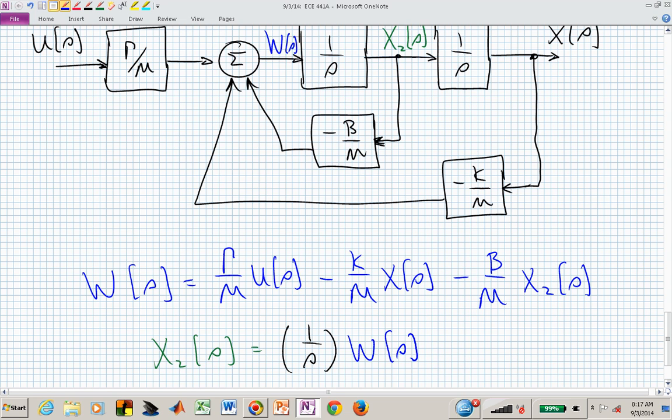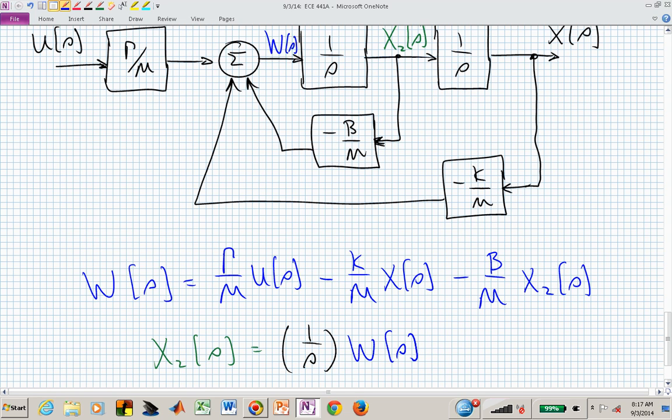Is that okay? That statement, is that a true statement? I think it is, which now allows us to say that if we have X sub 2 or W, we can write it in terms of the other one. X sub 2 is really just in the time domain the integral of W. So X sub 2 of t would be the integral of W of t.